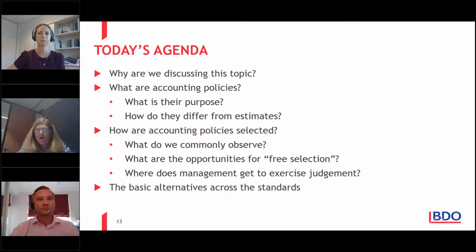And then also, how are accounting policies selected, and what do we commonly see? What are the opportunities for so-called free selection, and where does management get to exercise their judgment? And then right at the end, Ashley and I will help Kevin, where we look at the basic alternatives across the standards. We're not looking at all the standards today. In a way, we're starting with the easy ones. And then next month, we'll step up a gear and look at impairment and the harder ones.